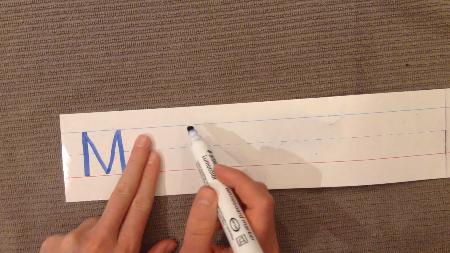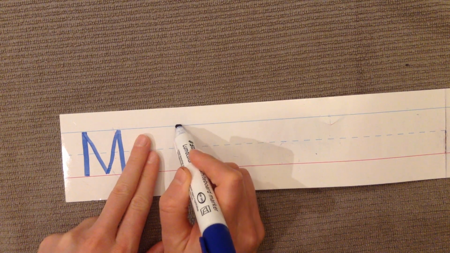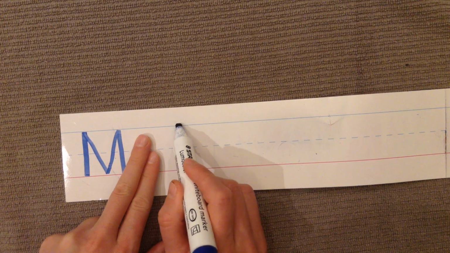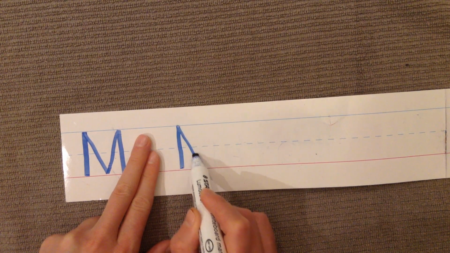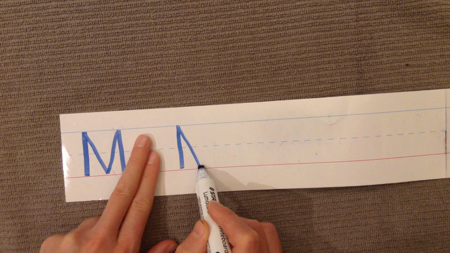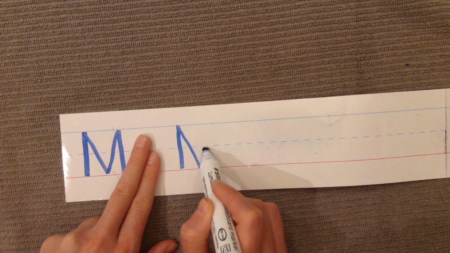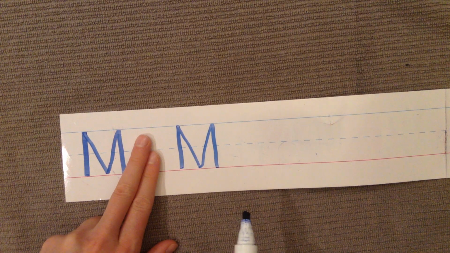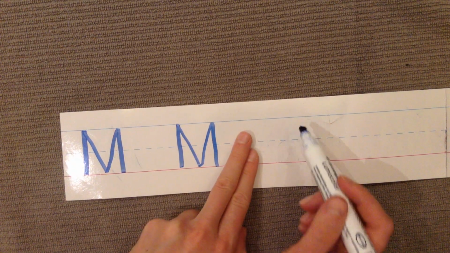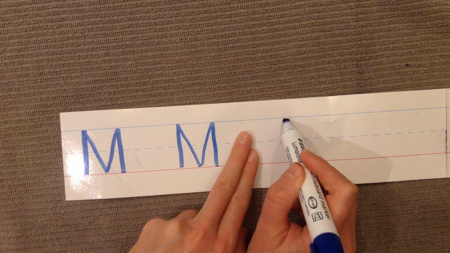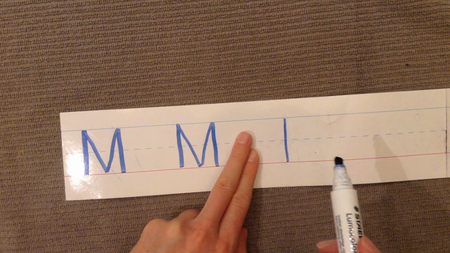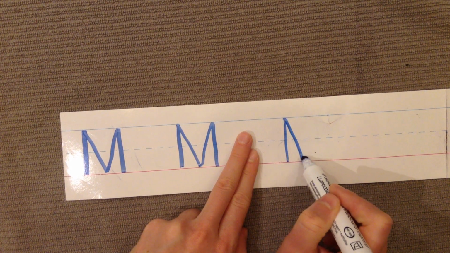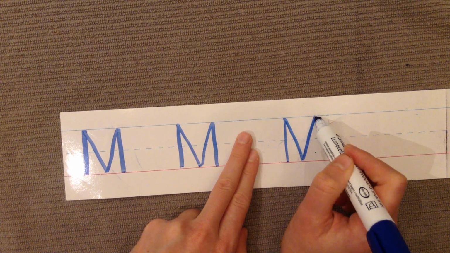2 finger spaces. Go to the top, straight down to the ground, lift, back to the top, slide forward, down to the ground, bounce up, and straight down to the ground. 2 finger spaces. Start at the top, straight down to the ground, lift, back to the top, slide forward, bounce up, straight down to the ground.